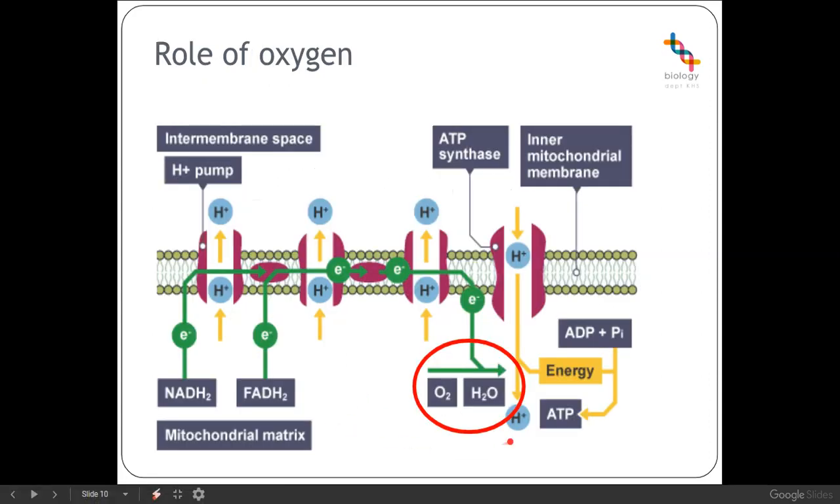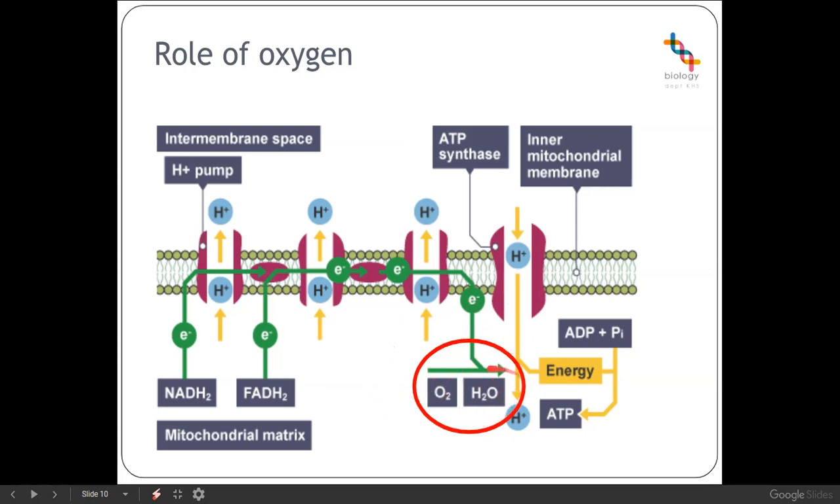Now the last part we need is our oxygen molecule, and our oxygen molecules are quite important, and one of the reasons we need oxygen for respiration to occur is it's our final hydrogen acceptor. So we need this oxygen to come along and take these electrons and these hydrogen molecules away and form water. So without oxygen we can't have that happening.